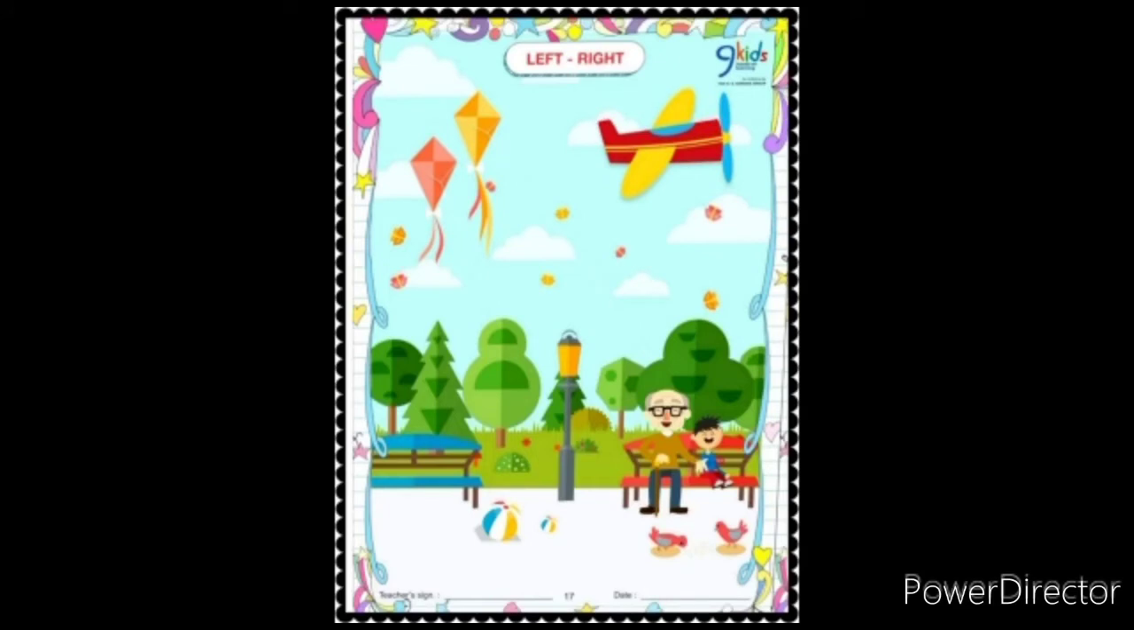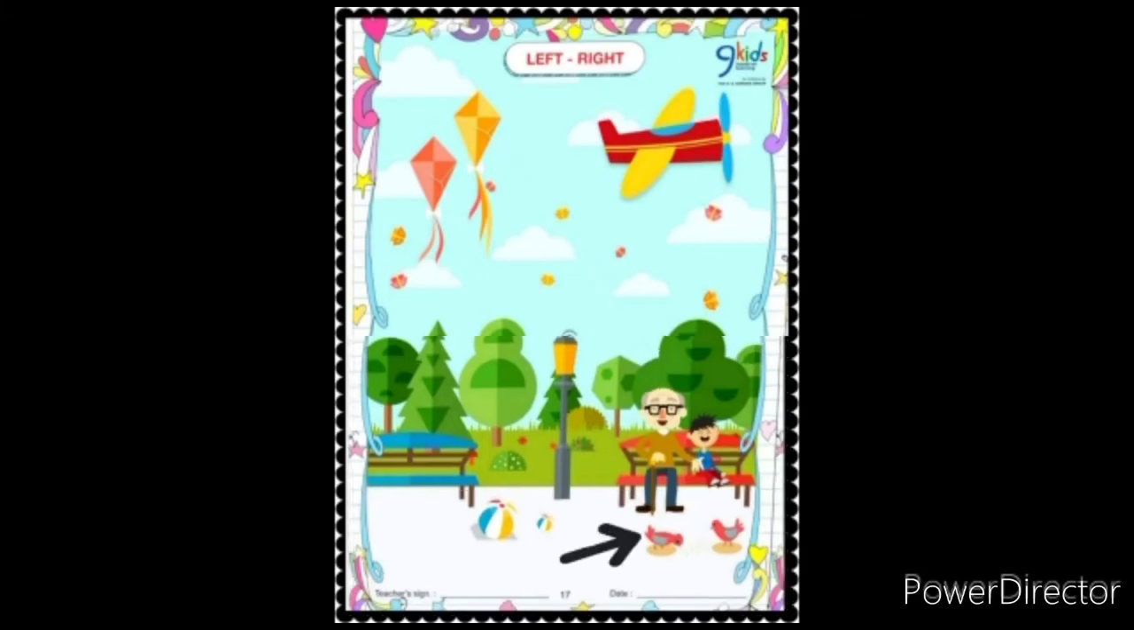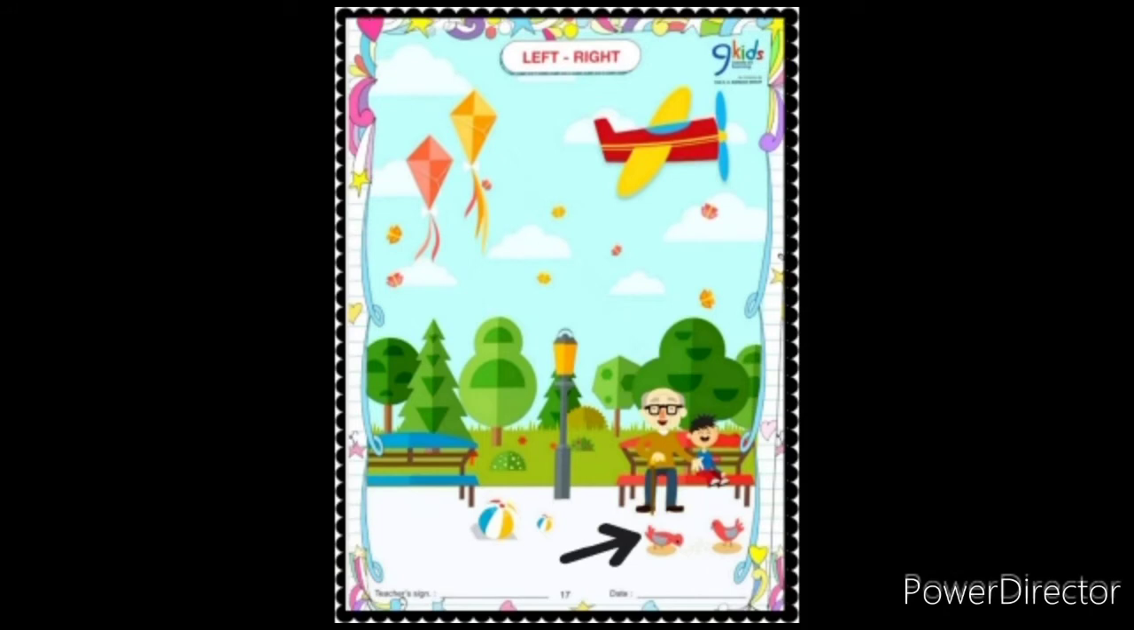Now, see the last picture on the right side. Birds are eating grains.